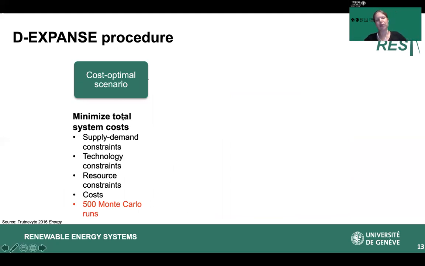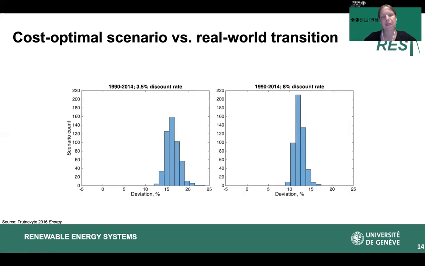Then one could also ask, so I showed you the deterministic case, perhaps these input parameters were not very precise, so the historical data that I used were not really precise. So here I have also conducted 500 Monte Carlo runs, always looking only at the cost optimal scenario. And what you can see here, taking the example of one discount rate, is that even with these 500 Monte Carlo runs, there's not a single scenario that would have no deviation from a cost optimal scenario. We always get at least above a 12% deviation. And here this is basically the same case for this 8% discount rate.